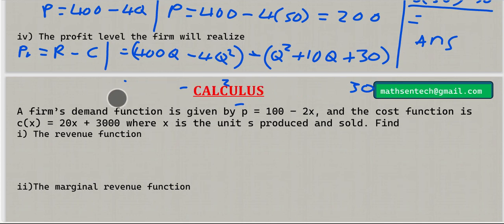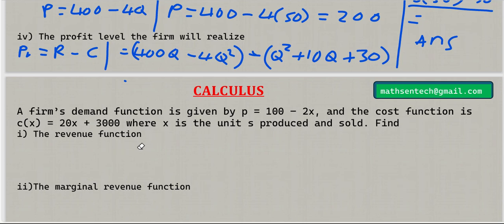So this last one here, you're told that the firm's demand function is given by P is equals to 100. Remember, this is either the price or the demand. So P is equals to 100 minus 2x, and the cost function is C(x). So C is a function of x. Don't worry when you see C in bracket x, it means C is a function of x. So C, which is the cost, is given by 20x plus 3000, where x is the units produced and sold. So here we don't have Q, here we have x.